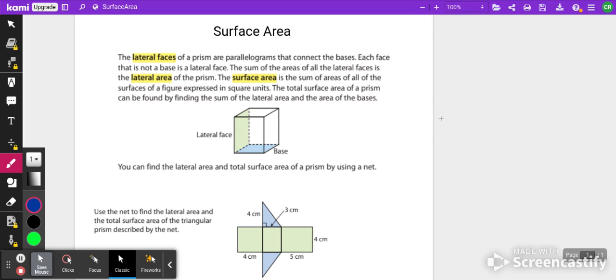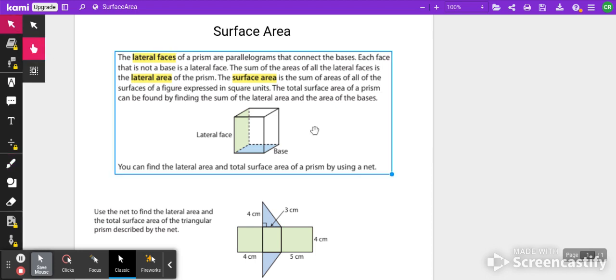In 7th grade, you do this using nets. And a net is a 3D shape that's been unfolded so that it's flat. And if you folded it all back together, you get the 3D shape. So I'm going to scroll down a little bit.